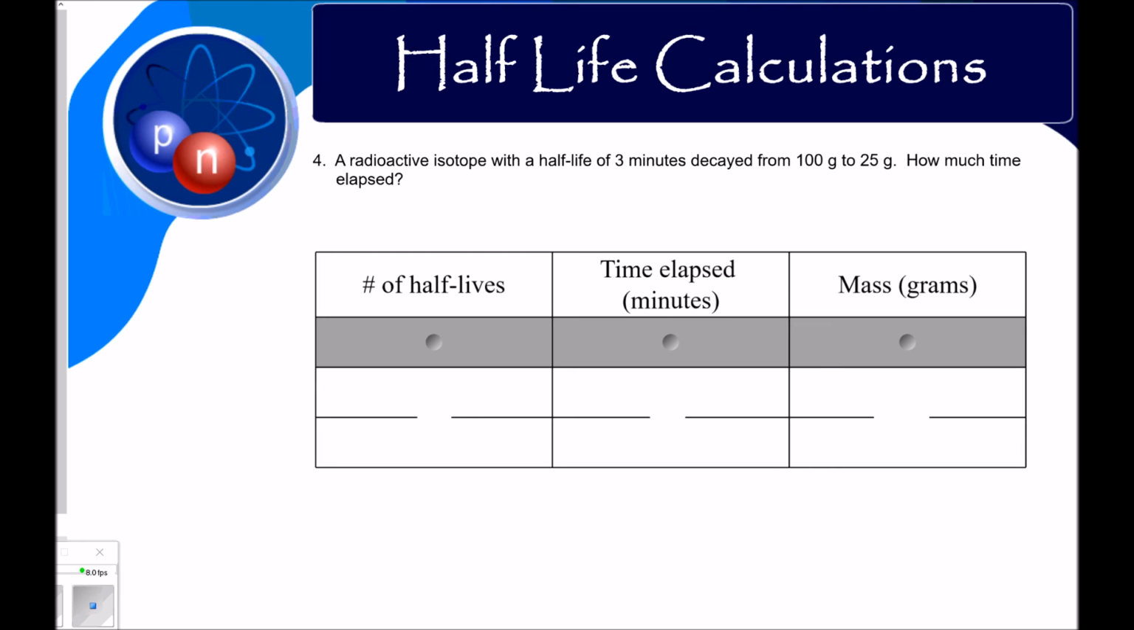Okay, welcome back. Again, the number of half-lives and time elapsed always starts at 0. Our mass was 100 grams. So it decayed to 25 grams. So 100 divided by 2 is 50, divided by 2 is 25. So this was really easy to figure out that we only went through 2 rounds of half-lives. If 1 half-life is 3 minutes, then 2 half-lives would have to be 6 minutes. So 6 minutes would have been the time elapsed.